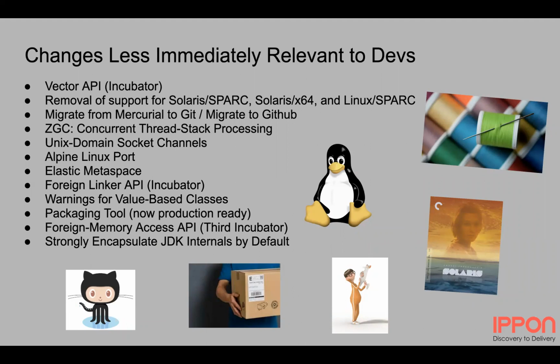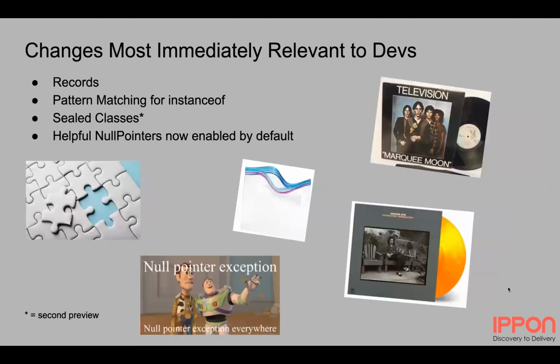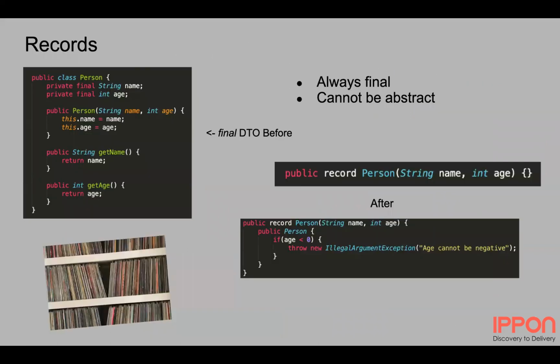But real quick, so the changes with Java 16. The helpful null pointers that were introduced earlier, you had to manually enable those, and as of Java 16, those are enabled by default. And the main things that are added here are records, pattern matching for instanceof, and sealed classes. So let's get right into that.